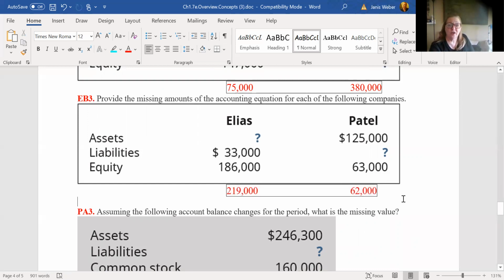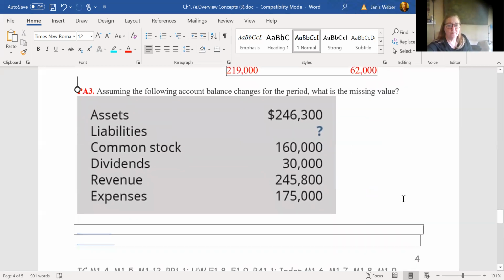How much is the total assets for Elias? If liabilities is 33 plus 186, just add them, liabilities and equity together, and you know how much assets are. Same thing on Patel. You know assets is 125 and you know equity is 63. So that means you know for sure that liabilities is 62, because it takes 62,000 more to add to 63 in order to come to your total of the assets. All right, the next one.